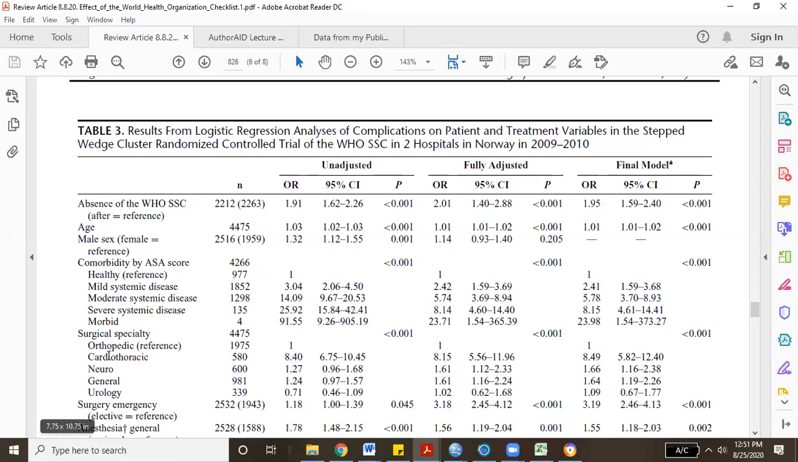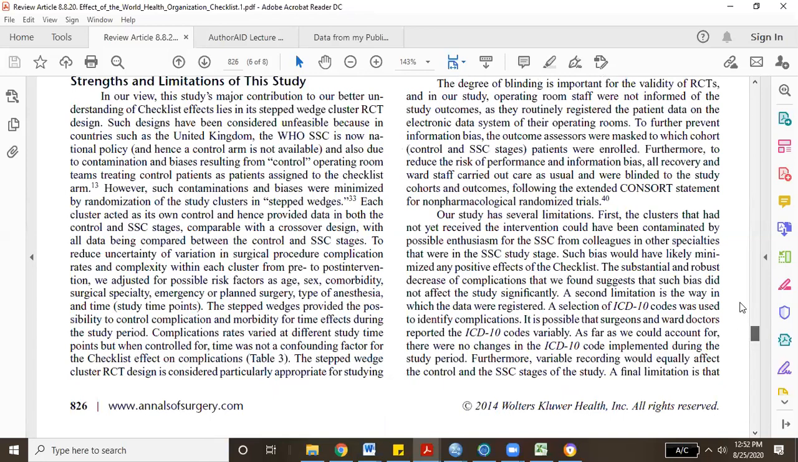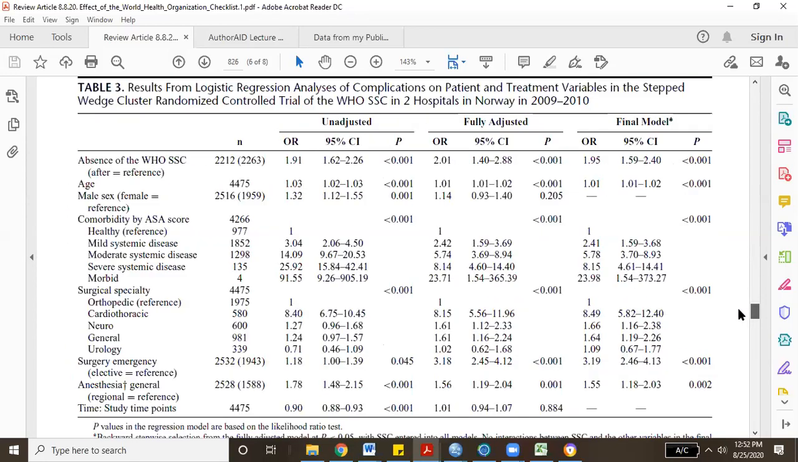So that is to tell me that between these departments that were measured, those in the cardiothoracic unit had more complications compared to patients in other units. So that is what table 3 is saying. I think that is the last table.